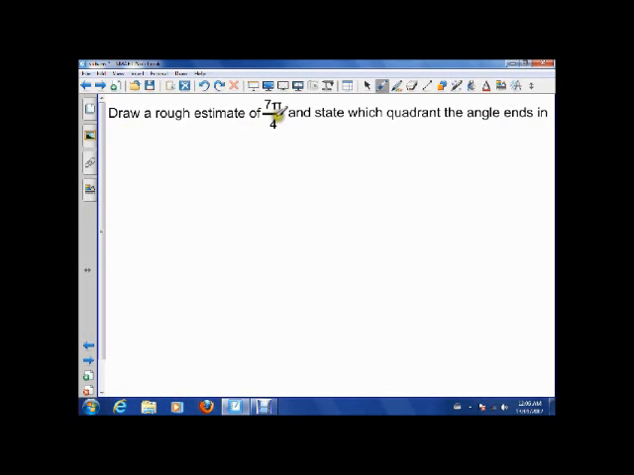Draw a rough estimate of 7 pi by 4 and state which quadrant the angle ends in. So first I want to draw my 4 quadrants. You're going to start every one of these questions like that. Draw your 4 quadrants. And the question is, where is 7 pi by 4? And we're going to state the quadrant.